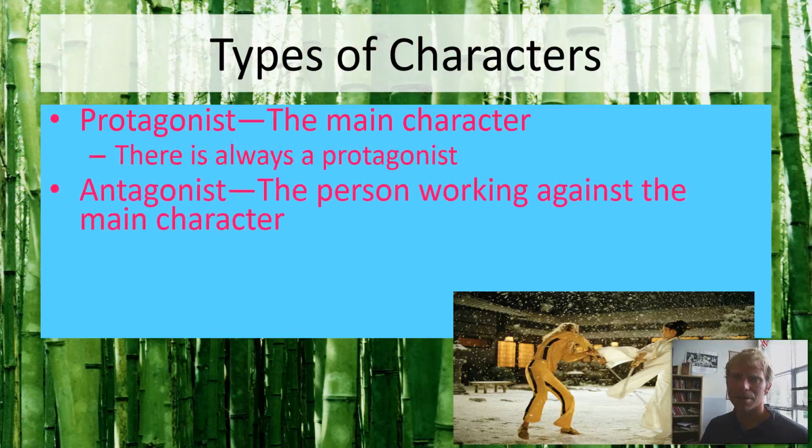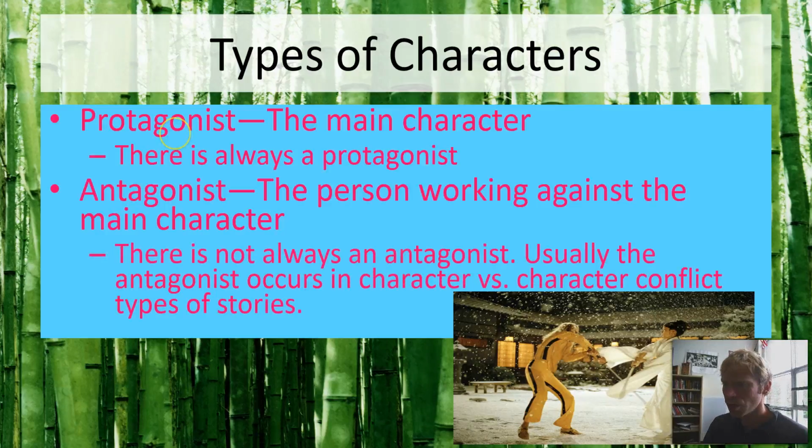The antagonist is the person in the story that works against the main character. Now, in every story, there's not always just one antagonist, but if you have a character versus character story, there's definitely an antagonist. It's the person the character is working against. Usually, antagonists show up in character-character conflict types of stories.